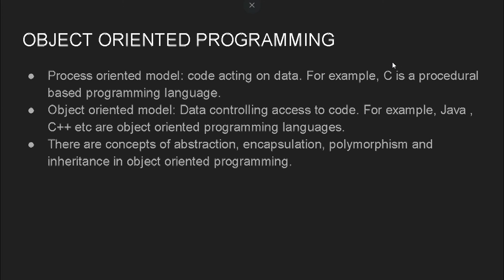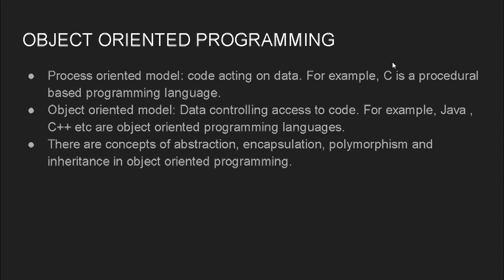There are two types of programming which exist in programming languages. First we have procedural oriented programming language, and then we have object oriented programming language. Procedural programming languages can also be called a process oriented model. In that, code simply acts on data. That's it. It does not control any access to code. C is a kind of procedural based programming language.